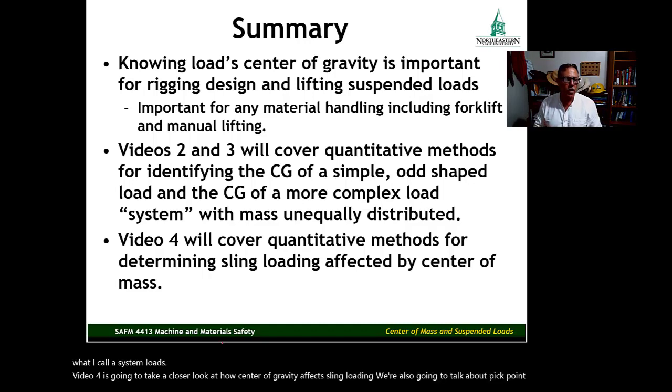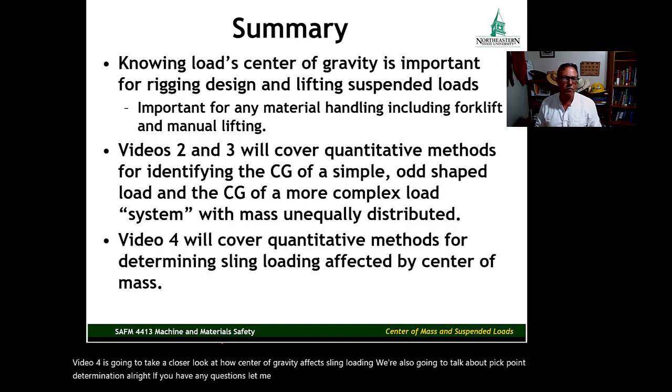All right, if you have any questions, let me know. You have my phone, you have my email, you have other ways of contacting me if you're an NSU student. So let me know if you have any questions. Videos 2 and 3, we're going to get more into this and the methods for identifying the center of gravity of a load.